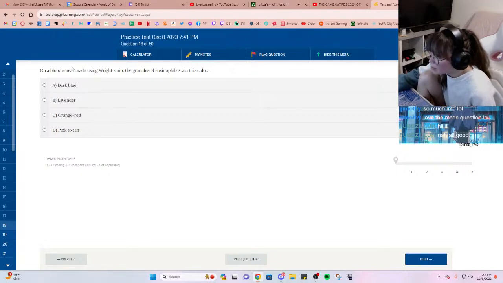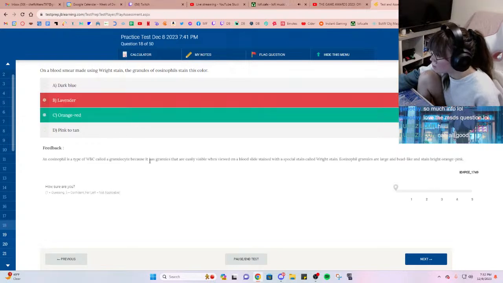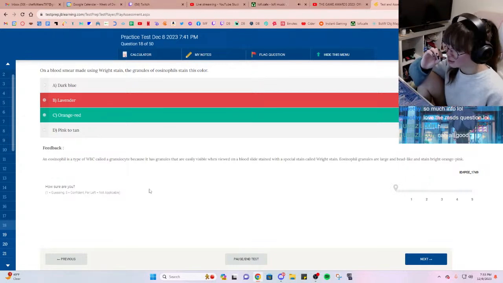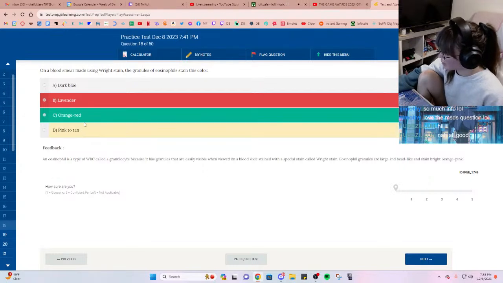On a blood smear made using Wright stain, the granules of eosinophils stain this color. Lavender? Orange red. Oh, okay. Eosinophil is a type of white blood cell called a granulocyte because it has granules that are easily visible when viewed on a blood slide stained with a special stain called a Wright stain. Eosinophil granules are large and bead-like and stain bright orange-pink. I thought it was lavender because the stain that I use at work makes everything lavender. Okay, bright orange or red.